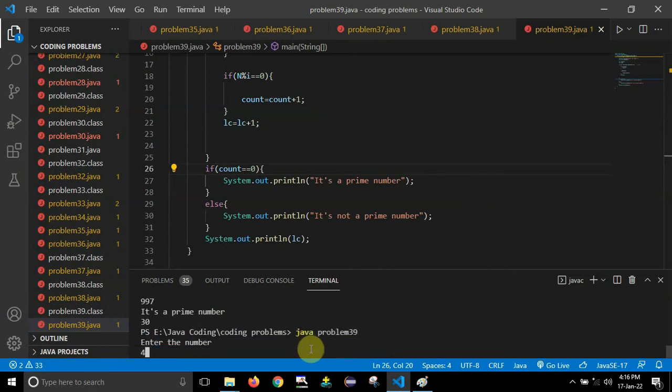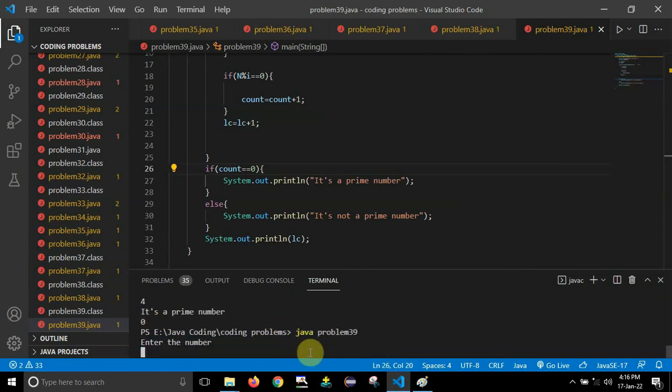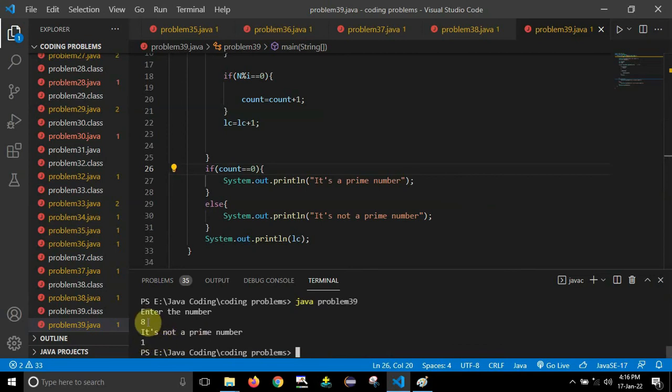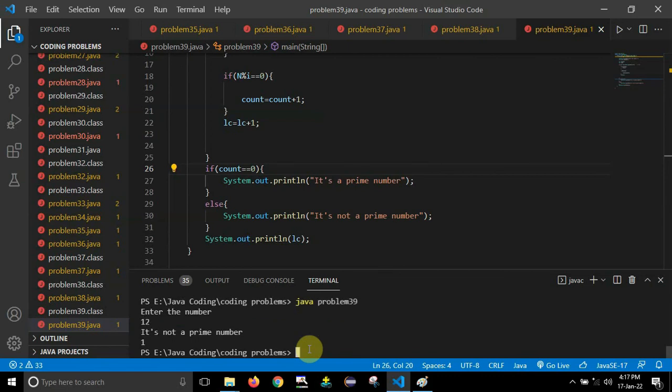Again, 4, it's not a prime number. Again I will write 8. Okay, it's not a prime number, and for 8 it is taking only one iteration. And let me just try for 12. So 12, it's not a prime number and it is taking only one iteration.